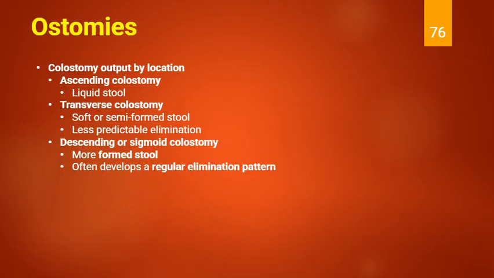The location of the colostomy affects the consistency of stool. An ascending colostomy, located in the beginning of the colon, produces liquid stool because water absorption has not yet occurred. A transverse colostomy usually produces soft or semi-formed stool and may empty unpredictably. A descending or sigmoid colostomy produces more formed stool, since most water has already been absorbed. Because of this, patients with a sigmoid colostomy often develop a more predictable elimination pattern.